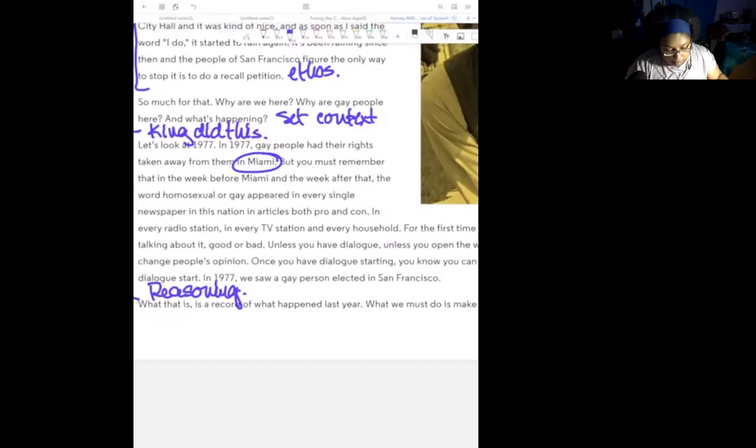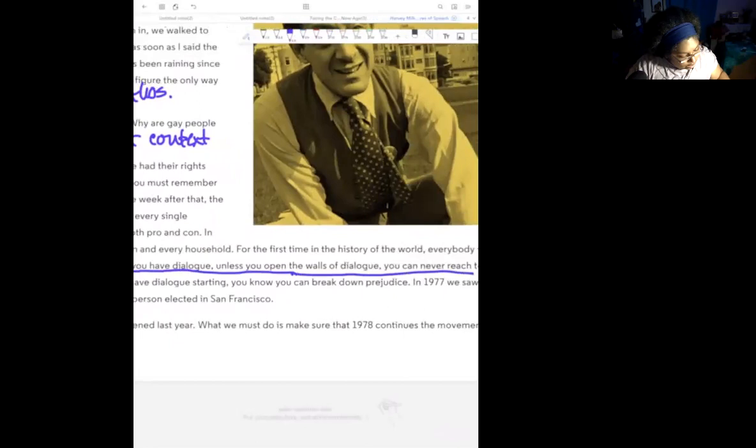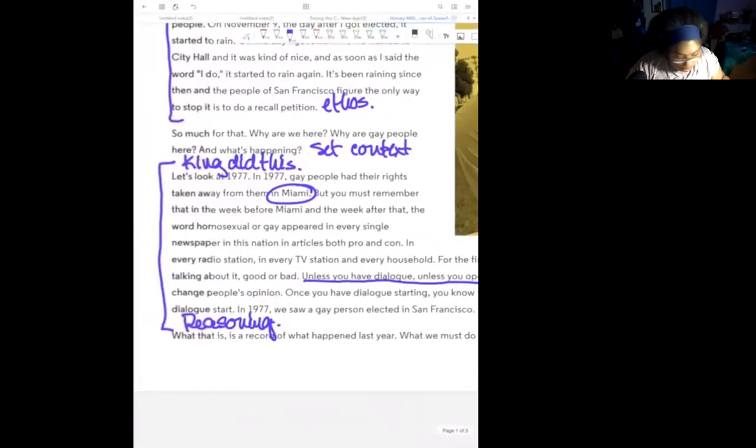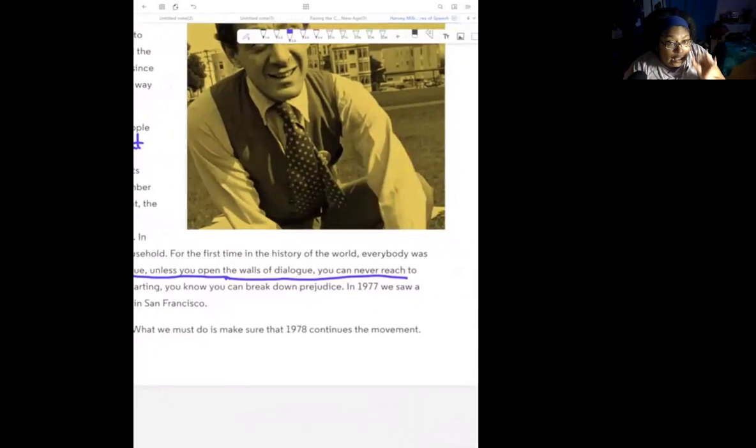Right here: unless you open the walls of dialogue, you can never reach, you can never reach to change people's opinion. Where have you heard that before? You have heard that from Dr. King. Dr. King talks about this all the time. Specifically, he talked about this in Facing the Challenge of a New Era. Remember, this is the early 50s. This is a young Dr. King. This is before the I Have a Dream speech.